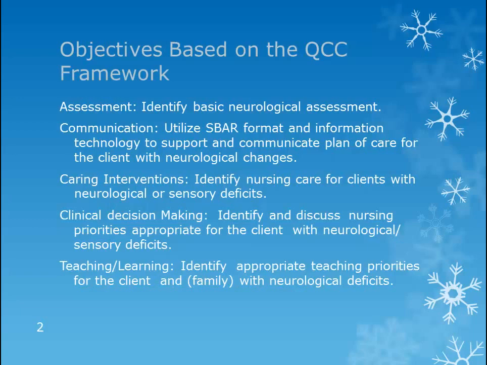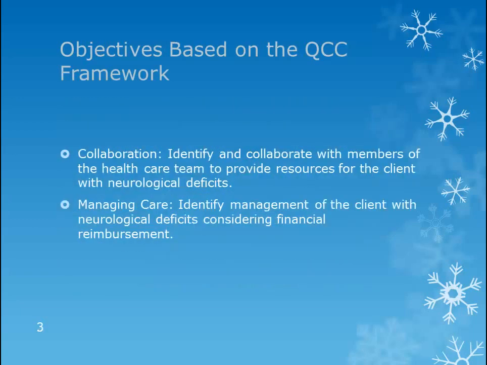Clinical decision making: identify and discuss nursing priorities appropriate for the client with neurological or sensory deficits. Teaching learning: identify appropriate teaching priorities for the client and the family with neurological deficits. Further objectives include collaboration: identify and collaborate with members of the healthcare team to provide resources for the client with neurological deficits. Think about who you need to collaborate with for these specific types of clients.